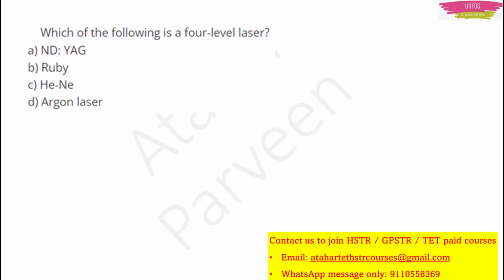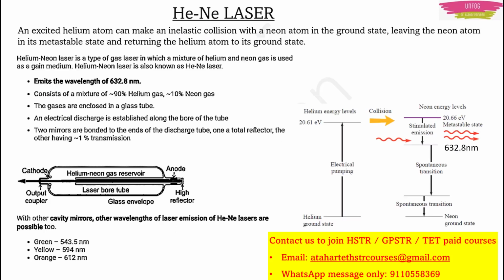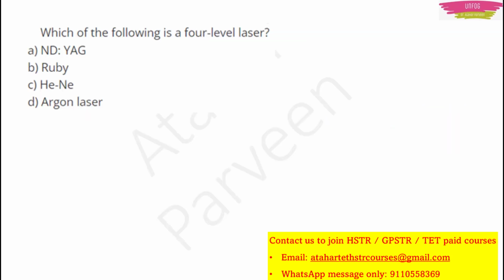So these are a few questions based on the helium-neon laser. First question is, which of the following is a 4-level laser? Here you can see that there are 4 levels. First, by optical pumping, electrons will go to this higher energy level. Then stimulated emission will happen. After that, again a spontaneous transition will happen. Here you can see that there are 4 energy levels. That's why the helium-neon laser is also known as a 4-level laser.